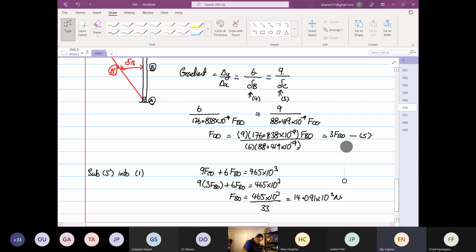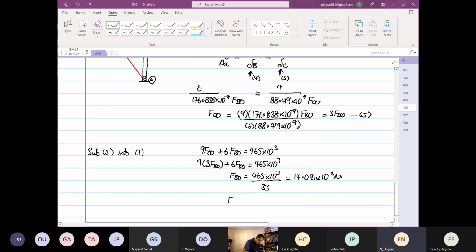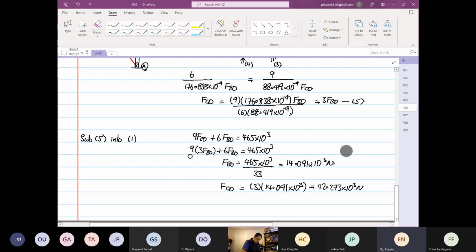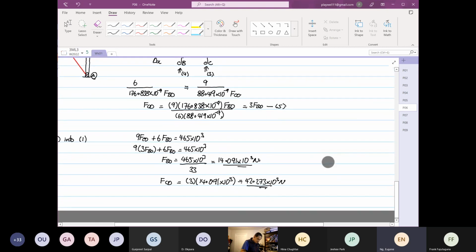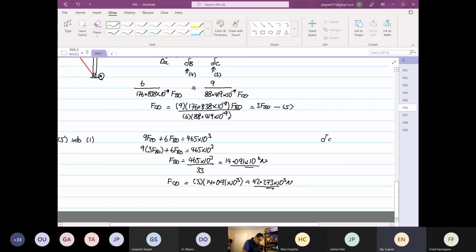So therefore FCD is equal to 3 times 14.091 times 10 to the power 3. So 3 times 14.091 times 10 to the power 3 is equal to 42.273 times 10 to the power 3 Newton. And the last part, I know I'm half an hour over, I do apologize. The last part is the deflection at point C.